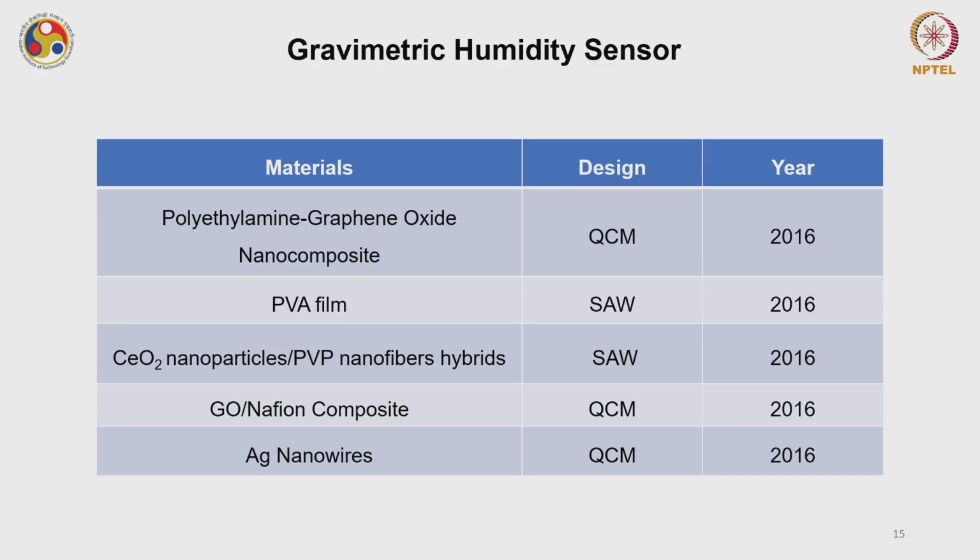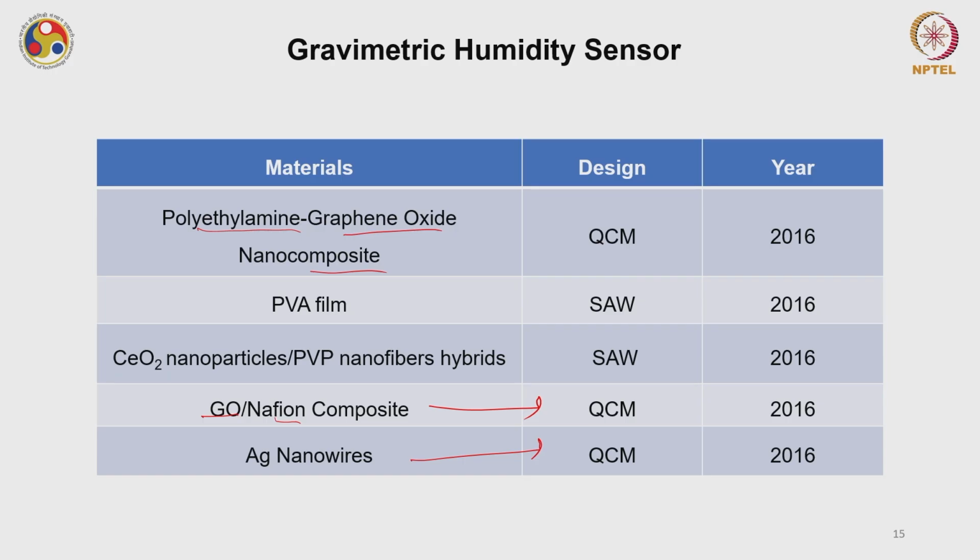They have been effectively used in this QCM kind of devices, but there are other materials also which have been used for these applications. I have named a few of them. For example, people have reported polyethylamine graphene oxide composite based QCM devices. Similarly, graphene oxide and Nafion composite has also been explored in QCM based devices. Simple silver nanowire can also act as a sensing material in a QCM based device, okay.